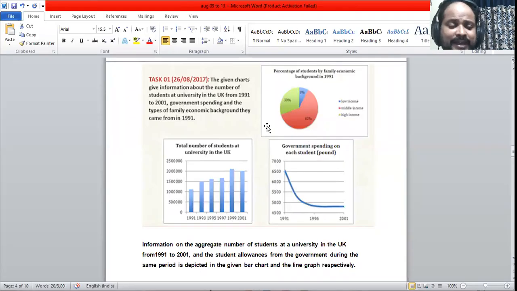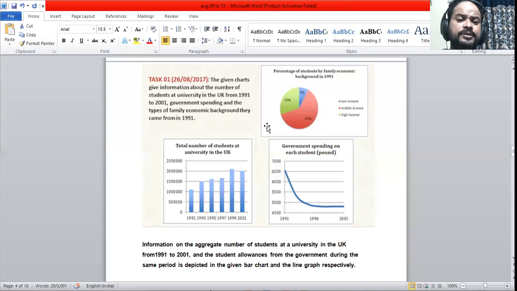Hi everyone, today we are going to discuss these particular charts. These are multiple charts. We have a bar chart, a line graph, and a pie chart here. So it represents three different aspects.